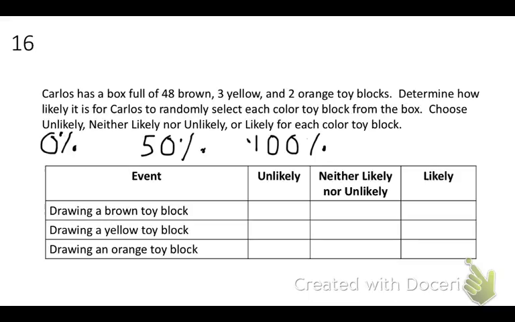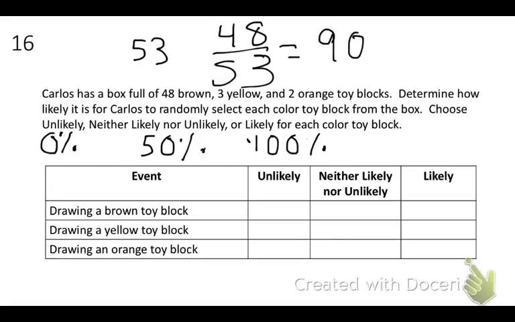So first thing I need to do is, obviously you can probably figure this out, but if I add all these up, I get 53 total toy blocks. So if I look at 48 over 53, the probability of selecting a brown is 48 over 53, all right? Obviously, that looks like a pretty likely probability because it's pretty high. If you do find the percentage, it's 90%, so I would say that is very likely.